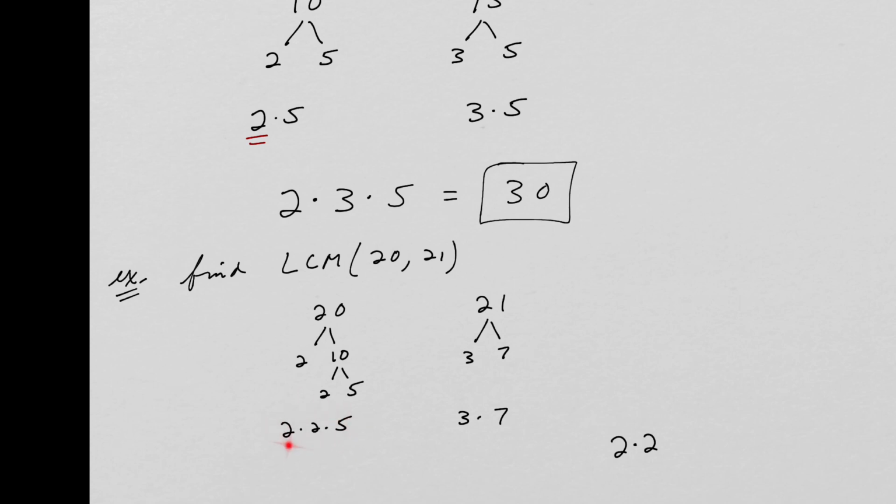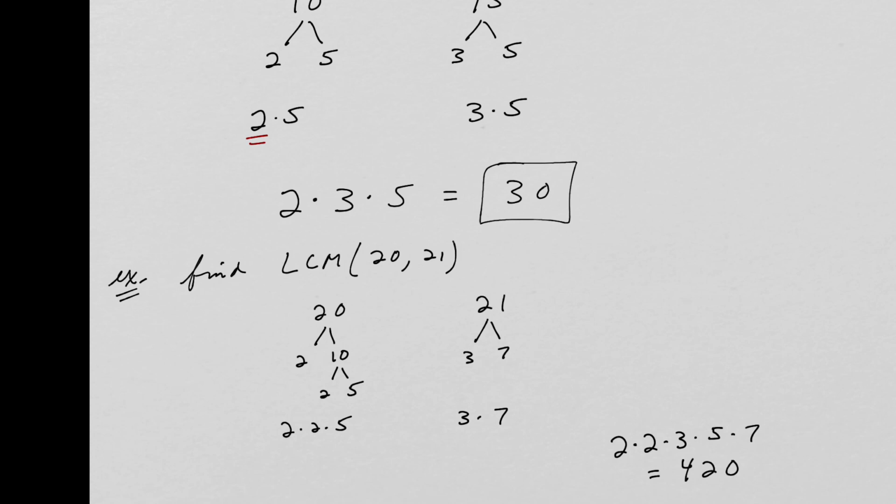Now I go to the 3. 3 occurs 0 times in this factorization. It occurs once here. So what's the greatest number of times? Once. So I need to take the 3 once. Now I go to the 5. It occurs once here, 0 times here. So the greatest number of times that it occurs in either of the factorizations is once. So I need to take it once. And then the 7, 0 times here, once here. So I need to take the 7 once. And if you multiply all these out, you're going to find that this is equal to 420.